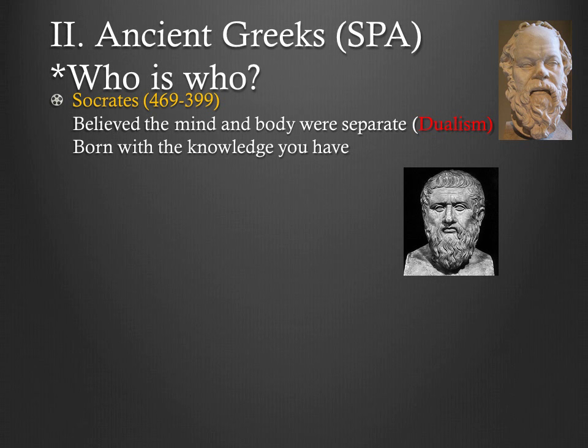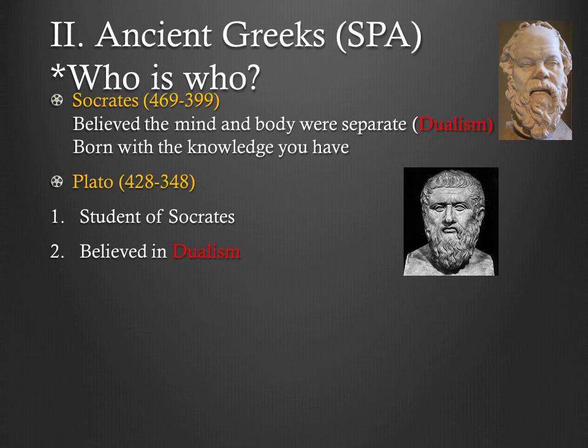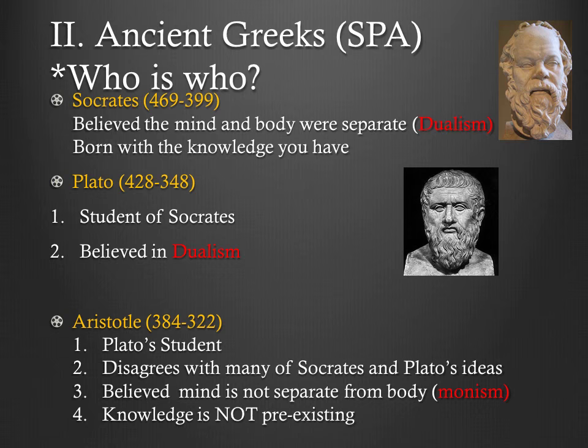He also thought that you were born with the knowledge you have. So our ability to speak and talk, we're born with that. We kind of just turn on a little switch and the speaking comes out. Plato was his student, and he also believed in dualism, so you're born with the knowledge you have. Aristotle was Plato's student, very different. He didn't necessarily want to listen to his teacher. He disagreed with both Socrates and Plato.